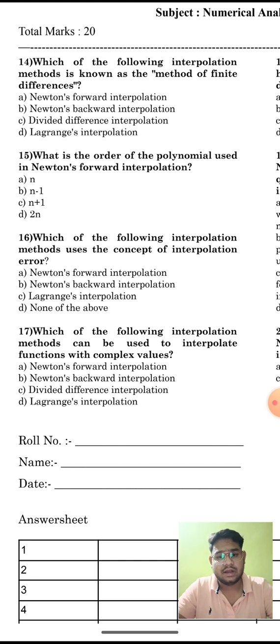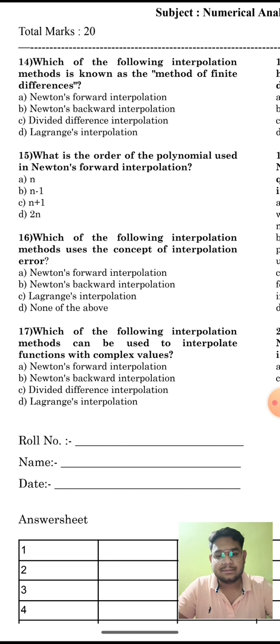Question number 15. What is the order of polynomial used in Newton's forward interpolation? Option A. n. Option B. n minus 1. Option C. n plus 1. Option D. 2n. The correct answer is option B. n minus 1.